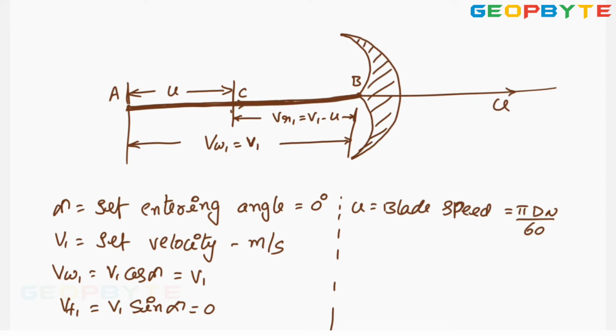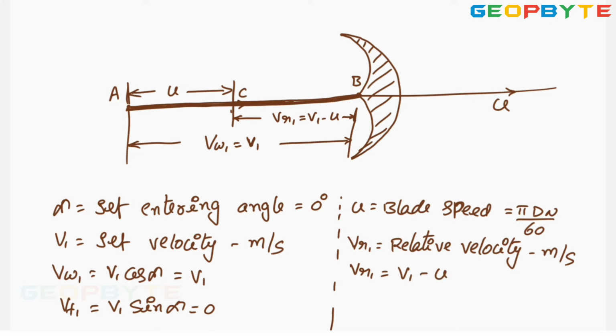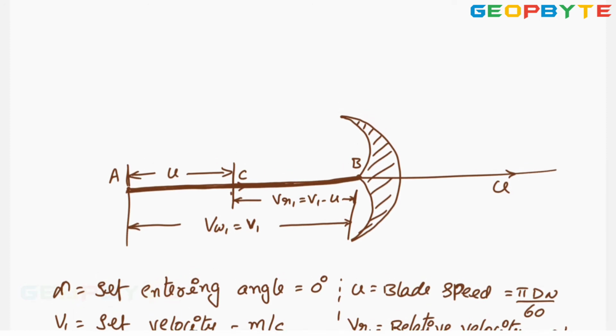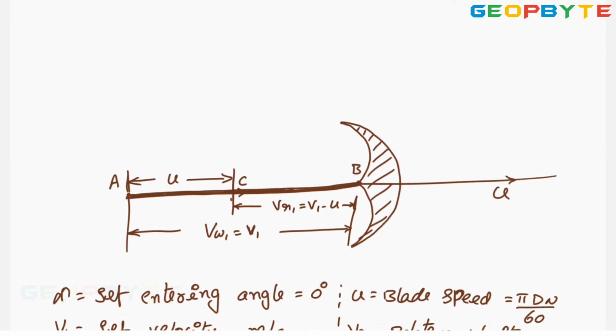Let me write the relative velocity also. VR1 equals relative velocity, which is in meters per second. The relative velocity at inlet equals simply the jet velocity minus the blade velocity. After hitting the blade, the jet of water leaves in this direction with a velocity V2.